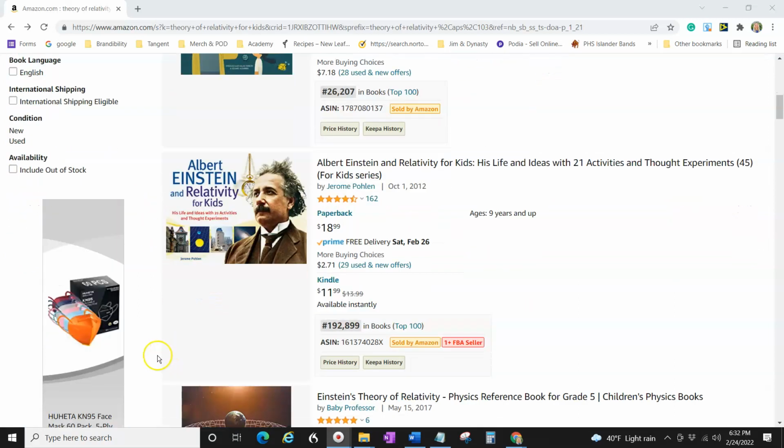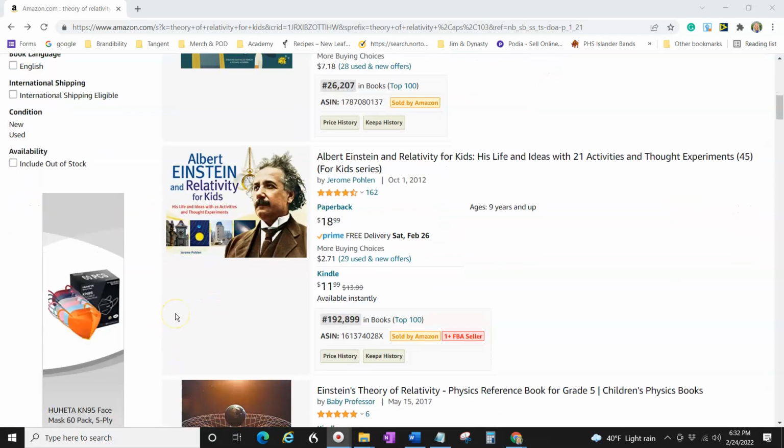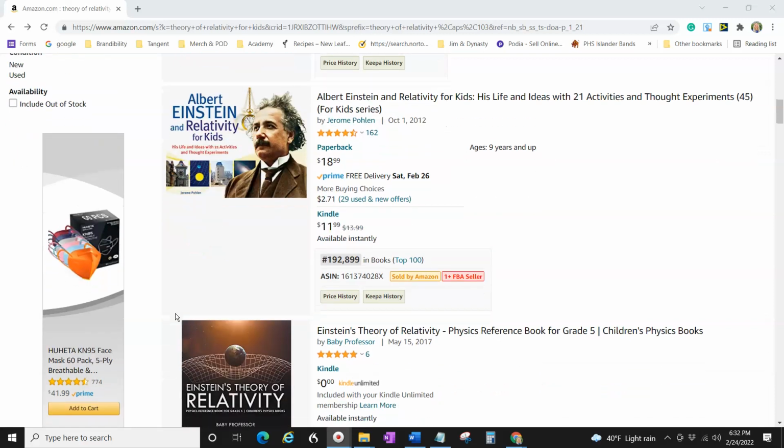But Albert Einstein and Relativity for Kids covers his ideas, and then activities, and then his thought experiments. But that is something you could do, something factual. Einstein is really known for his thought experiments, and they're well documented. So if you just went through something like his thought experiments and put that in your own words, then that would be something that you could use.